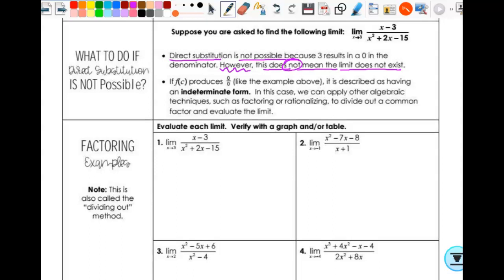So if f of c produces 0 over 0, like in the example, it's described as having an indeterminate form. All right, so there's some vocabulary for you, indeterminate form. In this case, we can apply other algebraic techniques such as factoring or rationalizing to divide out a common factor. So this is also called the dividing out method. So that's what we're going to do. A whole lot of factoring and rationalizing to do here.